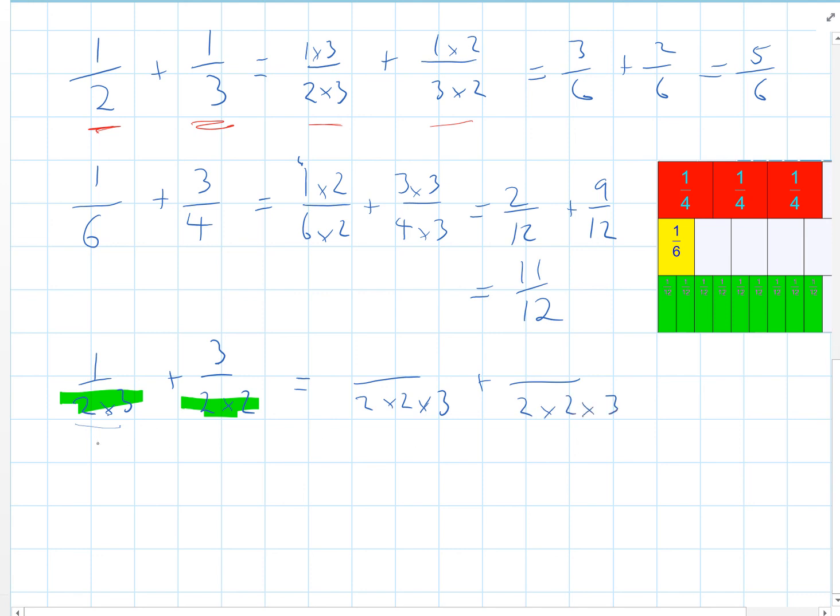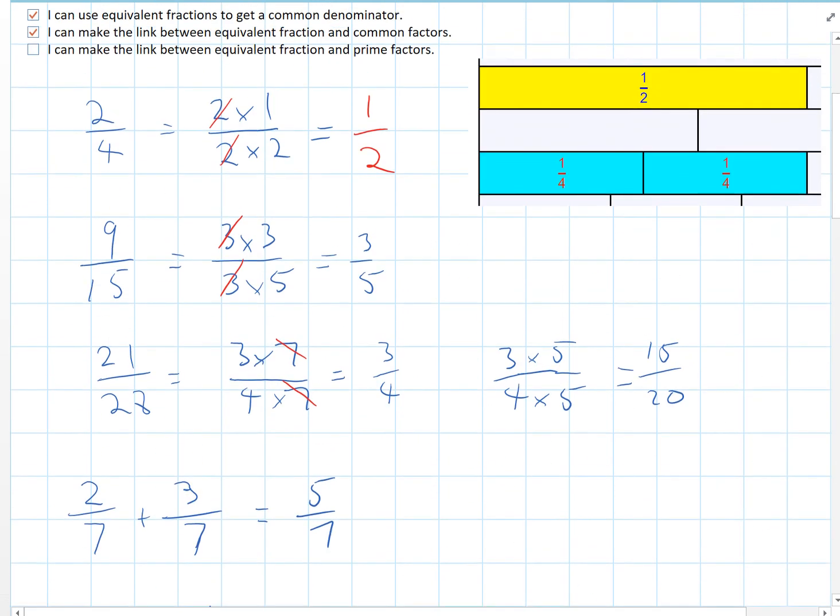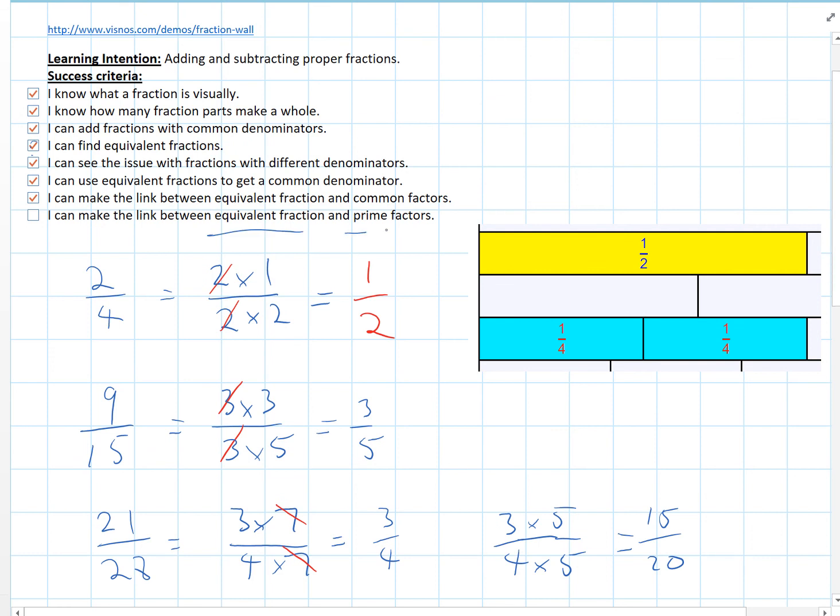So what did I do? For this one, I multiplied by another 2, so I've got to times the top by 2. This one, I multiplied the bottom by a 3, so I've got to times the top by 3. That was the one that was already there. So I end up with my common denominator, 2 times 2 is 4, times 3 is 12. 1 times 2 is 2, 3 times 3 is 9. 2 twelfths plus 9 twelfths is 11 twelfths. And that is the link between equivalent fractions and prime factors.